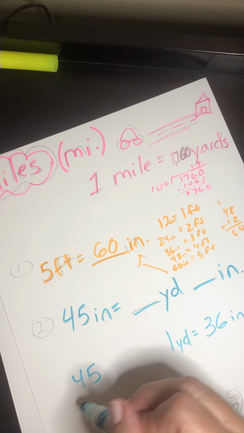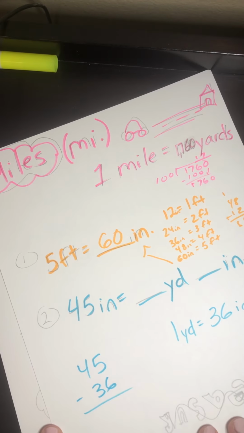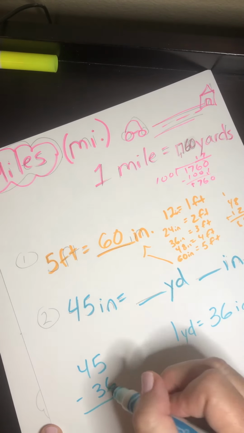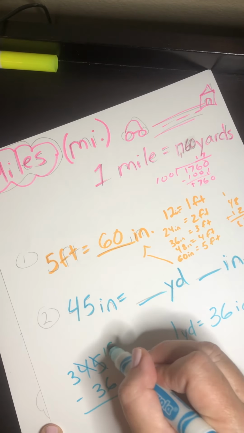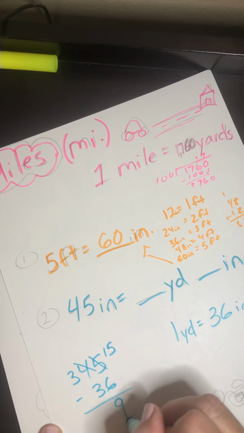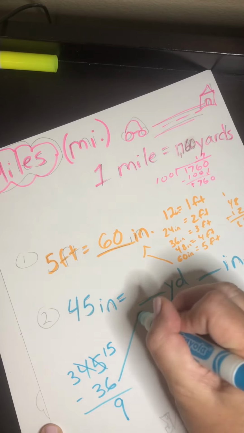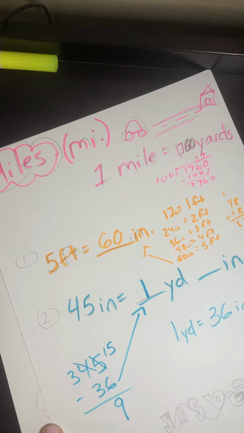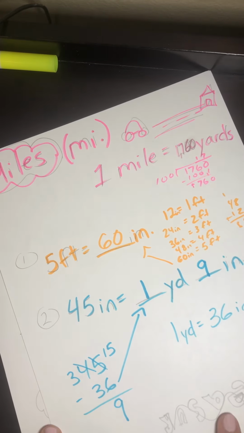I'm just going to write that over on my notes. So I'm going to take my 45, I'm going to subtract 36 because I'm going to try to get rid of at least 1 yard. Bigger bottom, better borrow, cross out the 4, make it a 3, cross out the 5, now make it a 15. 15 minus 6 equals 9. So I have at least 1 yard, because this was my 36. This is my 1 yard, and then left over I have 9 inches. So in 45 inches, there's 1 yard and 9 inches.